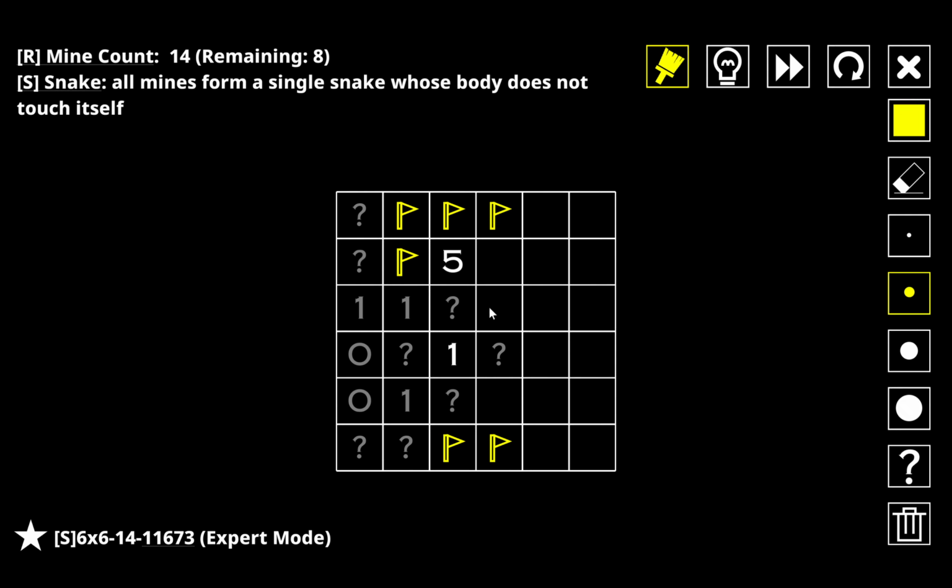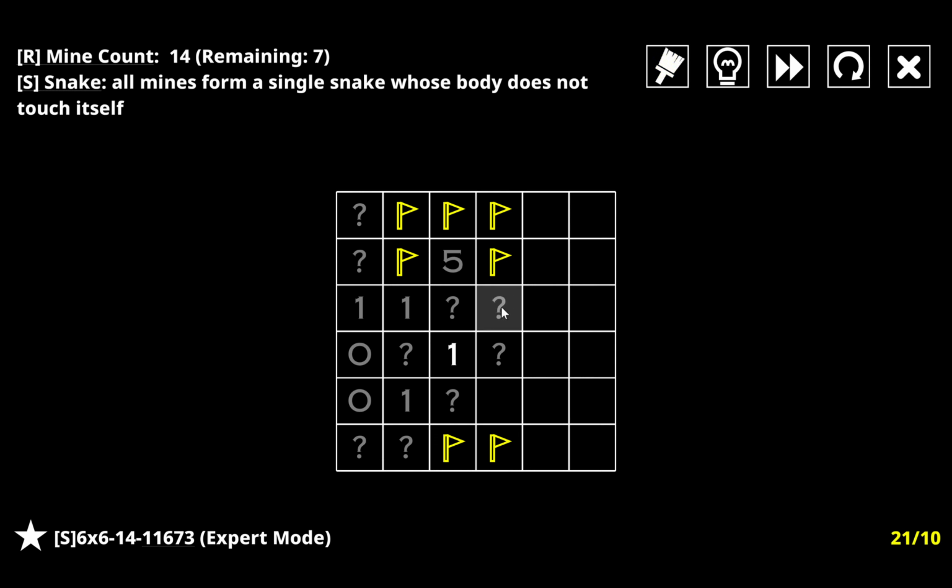Something else we can consider, and this is all because we know where the two heads are, this one can't be a mine, because if it is, then it needs to be part of a continuous snake. The only way to do that is with this, but this overloads the 5. So we can mark this down as such, get both of these.